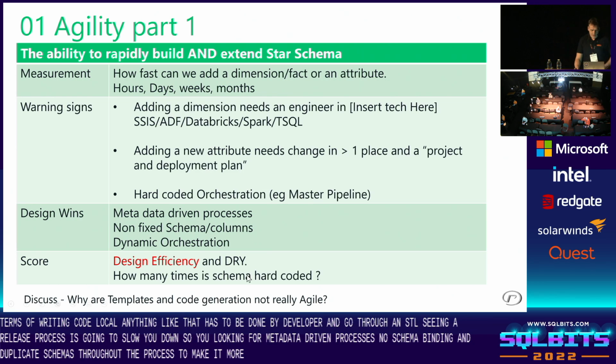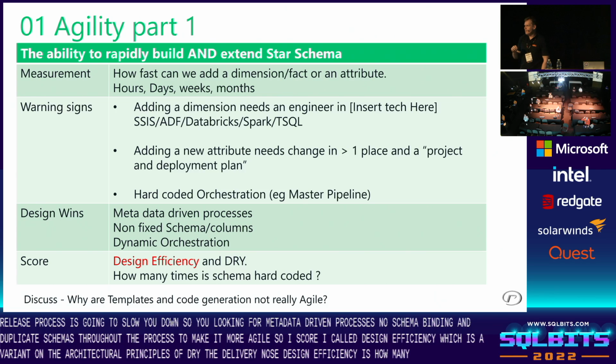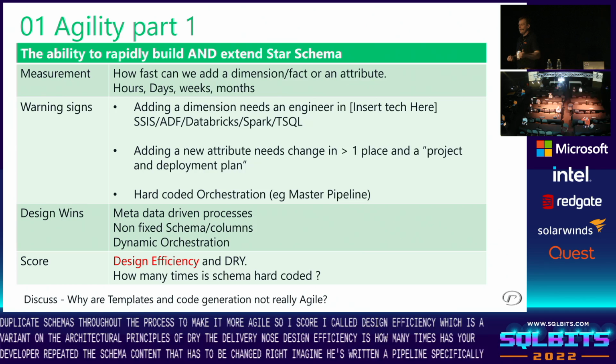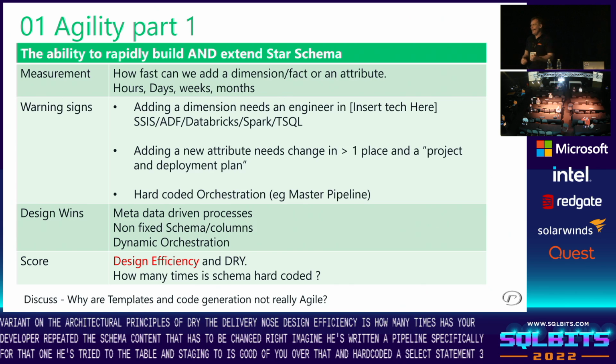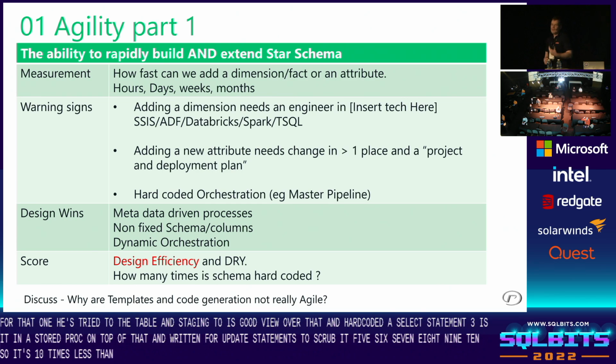So I score what I call design efficiency, which is a variant on the architectural principles of DRY that everyone knows. Design efficiency is how many times has your developer repeated the schema content so it has to be changed, right? Imagine he's written a pipeline specifically for that. 1, he's created a table in staging. 2, he's put a view over that and hard-coded a select statement. 3, he's written a stored proc on top of that and written 4 update statements to scrub it. 5, 6, 7, 8, 9, 10, right? So it's 10 times less agile than it could be, right?